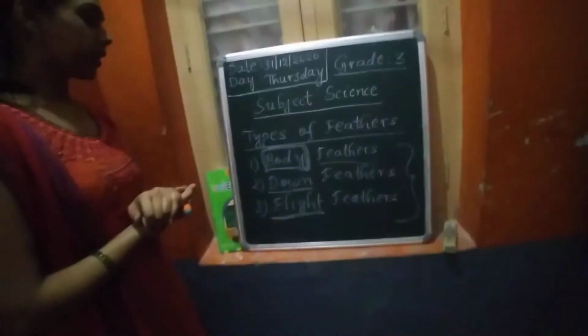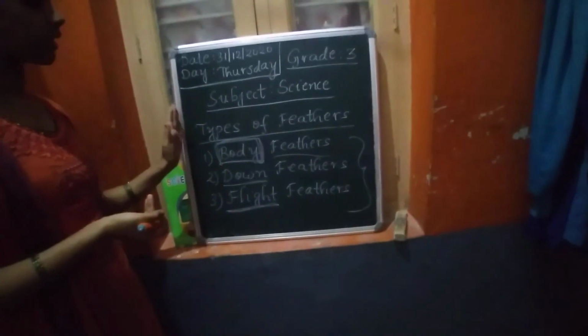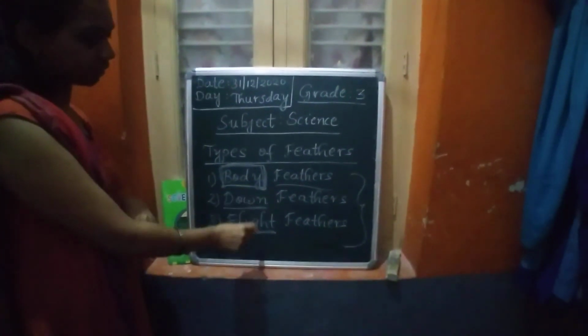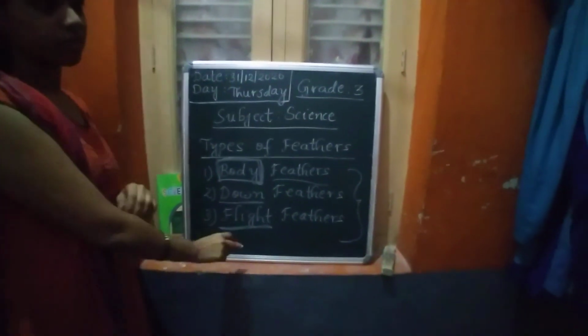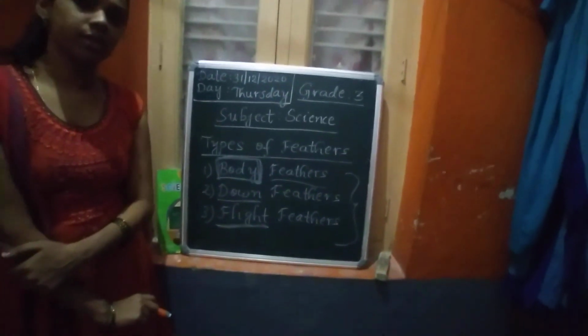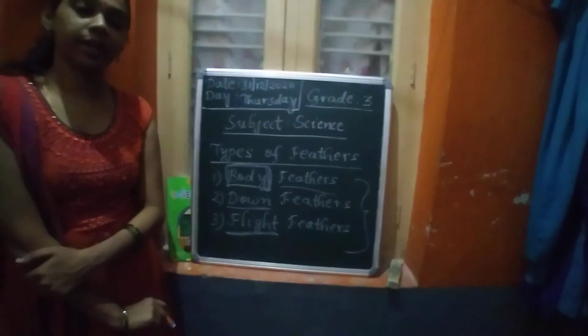Okay, so with this I'll stop the recorded video of today's session. The types of feathers we have seen: body feathers, down feathers and flight feathers. And one more fact I'll tell you: birds don't have teeth, children. They only have a tongue. They do not have teeth.